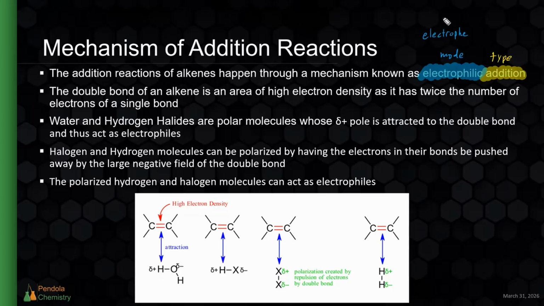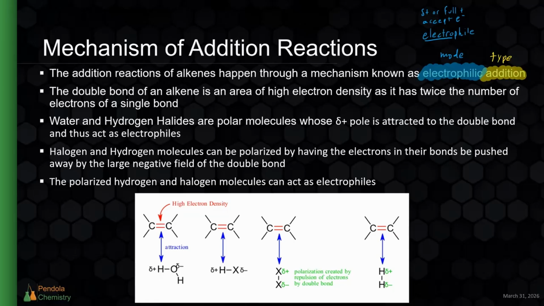Remember, electrophiles, oops, I missed a couple of letters there. Electrophiles are compounds that have a partially negative or full negative charge, partially positive or full positive charge that can accept electrons. That's why they're electrophiles, right? They're attracted to electrons, they're attracted to negative charge.